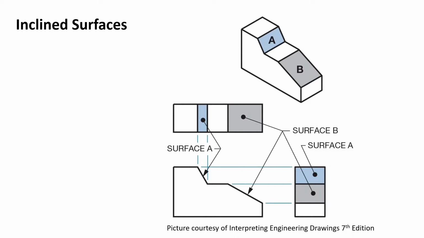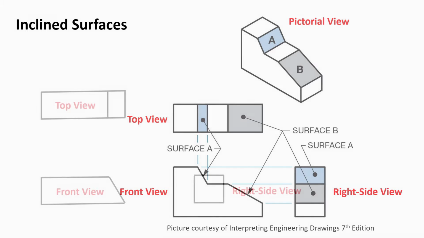In this example, the pictorial view clearly shows two surfaces as angled or inclined. When creating the three main views, these inclined surfaces cannot be described accurately. Therefore, trying to manufacture this part without clearer information would not be possible.